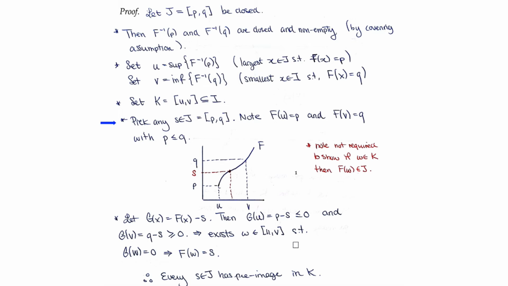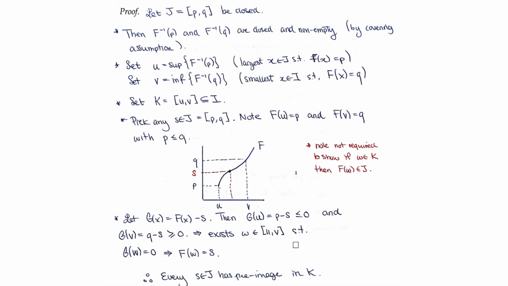So now we pick any S in J, which is within P and Q, and we have to find a point that maps to this S. Now we already know that U is mapped to P and V is mapped to Q, but let's also assume that P is less than or equal to Q. If Q is greater than or equal to P, then the graph has a negative gradient, but the proof is very similar. So, we want to find a point between U and V which maps to the point S, which lies between P and Q. But the graph is continuous, and this follows by the intermediate value theorem.